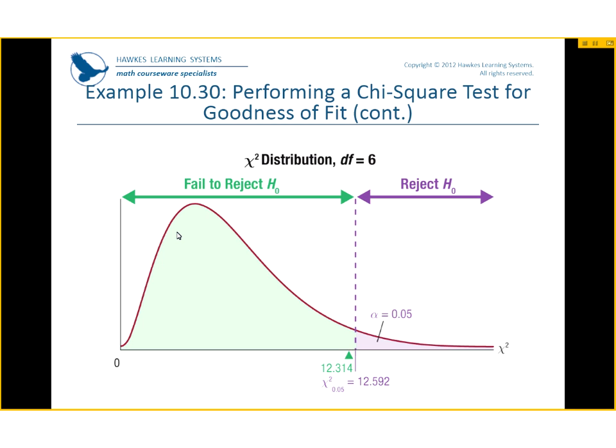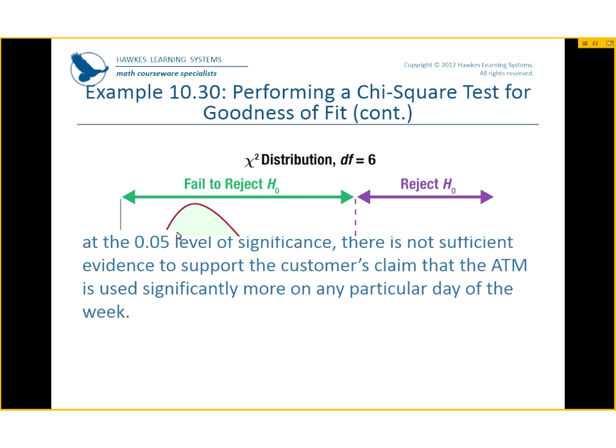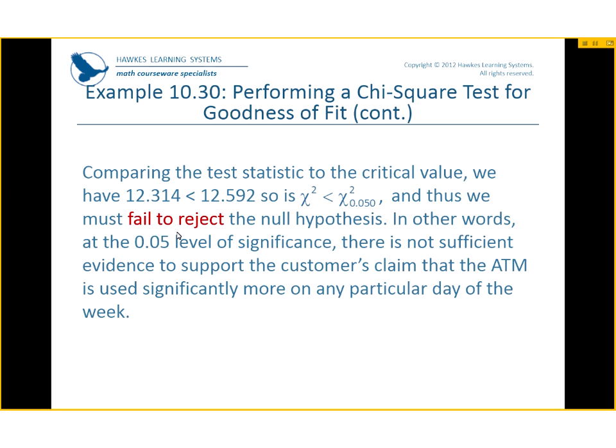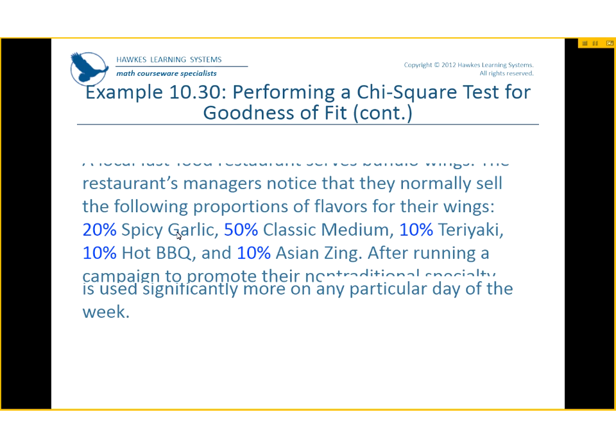So we know that 12.592 is what divides the fail to reject from the reject the null. So 12.314, if you see, falls in the region of fail to reject. So we fail to reject the null, which means there's no evidence to support the customer's claim that the ATM is used significantly more on any particular day of the week.